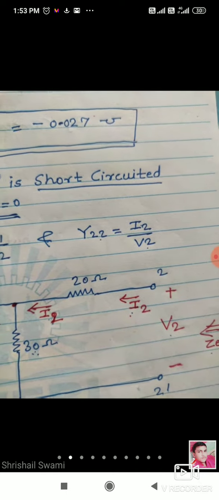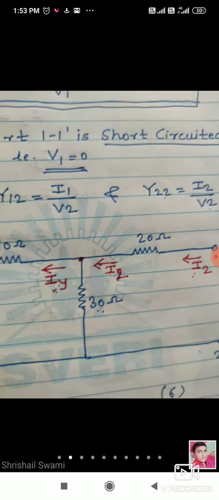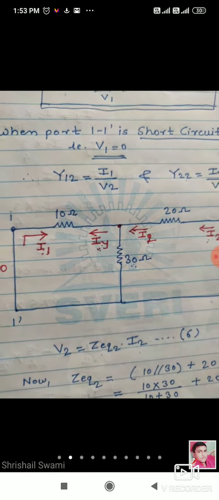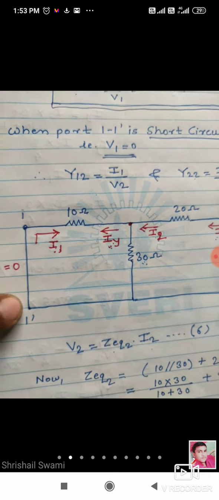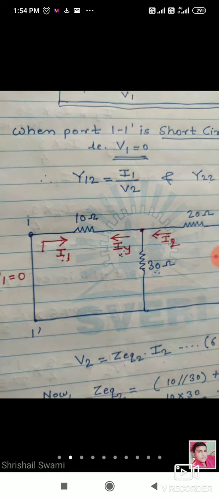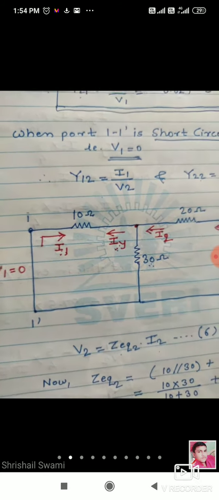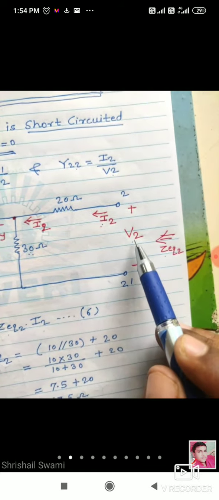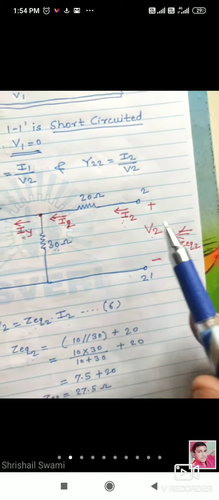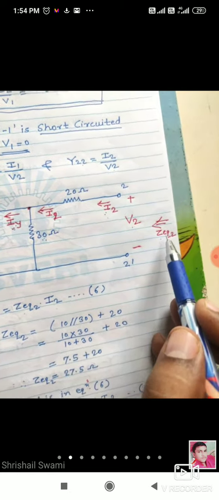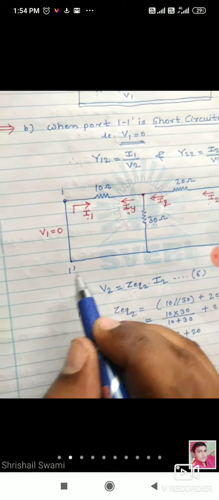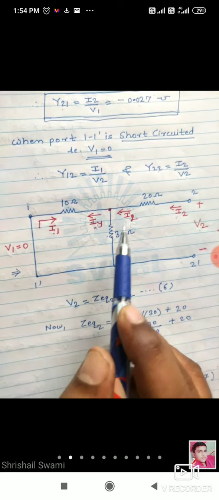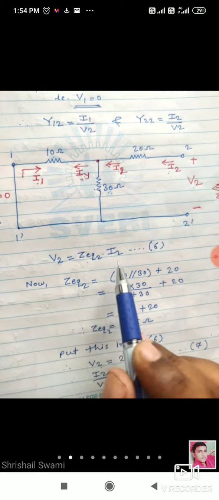I2 upon V2 means you have to simply find the equivalent impedance from the second port. So according to the condition, what do you have to do? You have to short the port 1 dash. So V1 equal to 0, you write by shorting 1 dash, and I1 you show as it is. Next, the two variables, V2 and I2, you show as it is. Earlier you were observing Z equivalent from this side. Now measure from the opposite side. Now in a similar way, 10 and 30 are connected in parallel and that is in series with 20. So first of all, write the equation by Ohm's law.